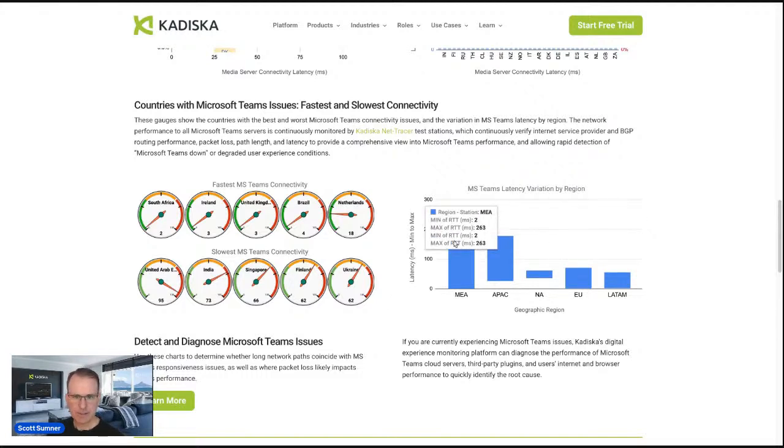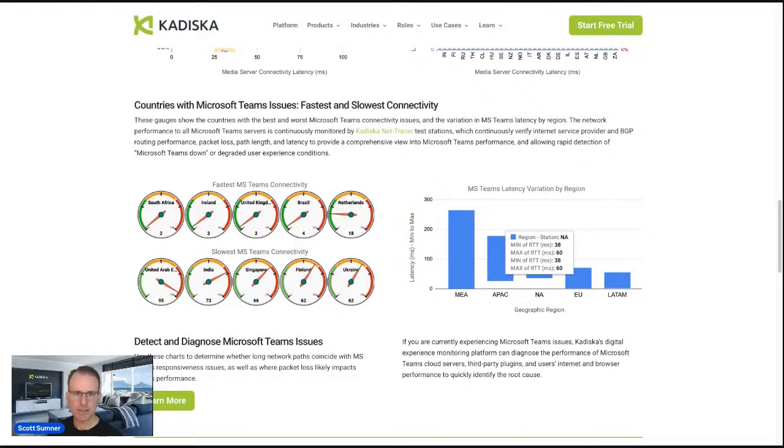Also in this dashboard, you see the variation of latency by region. So you can see in the Middle East, you could have a very fast connection time, or you could have extremely long lag to a Teams server, depending on which country you're in that region. As opposed to North America, where pretty much everyone, whether you're in Mexico, Canada, United States, any of the US states, you're getting a really good performance to a media server.